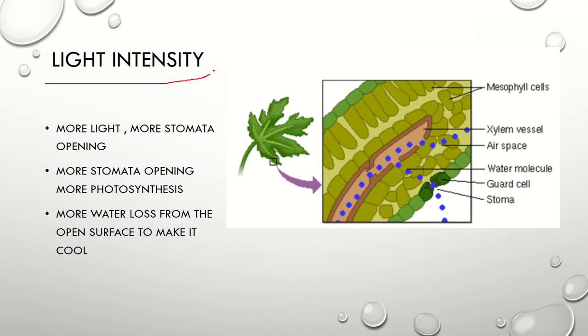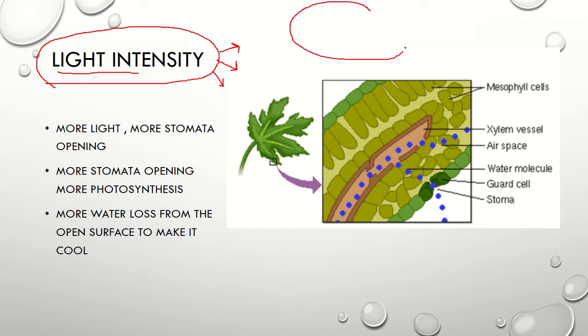The next factor is light intensity. We already know that light is very important because it acts as a driving factor for photosynthesis, and light comes from the sun. Sometimes there is very intense light that can damage the chlorophyll. We already know that chlorophyll is present inside the chloroplast. For example, this is the structure of the chloroplast, a very important organelle present inside the mesophyll tissues.